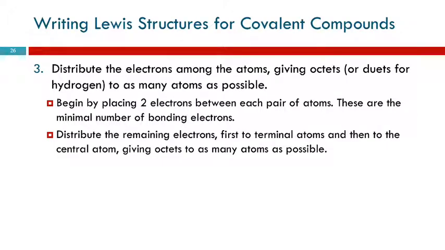Then you're going to take those dots and spread them around. You're trying to give octets to as many atoms as possible, and a duet for hydrogen. You have to have at least a single bond between atoms so that they'll stick together, right? So start out by making some single bonds and then take the rest of the electrons and try to distribute them so that you can make octets.